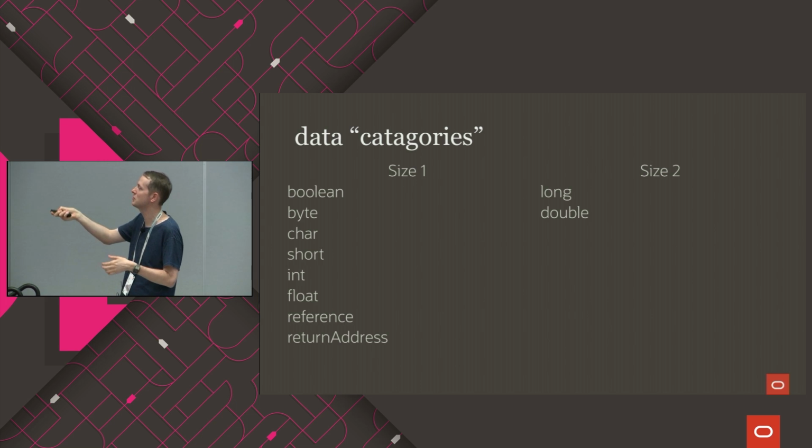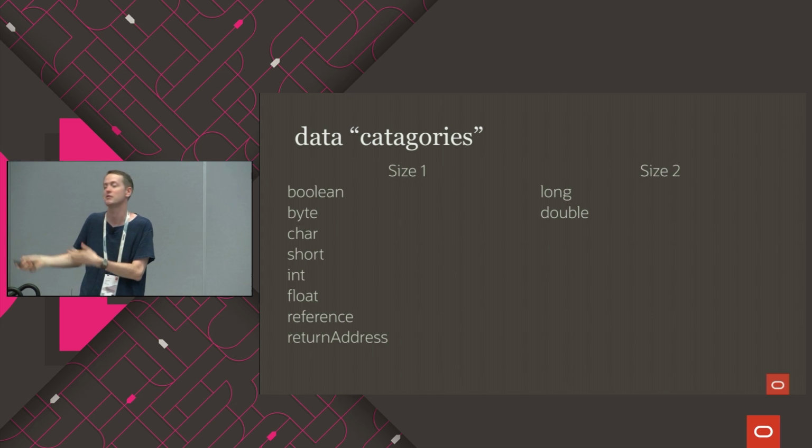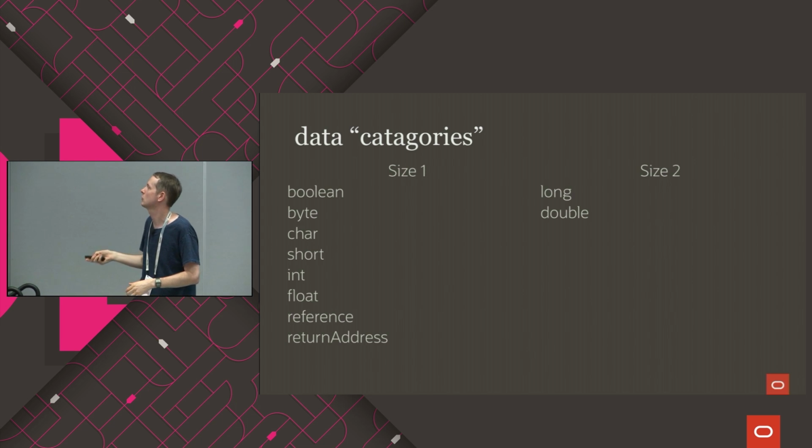So you can think of everything, I'm cheating here, as being a 32-bit value, except for long and double.